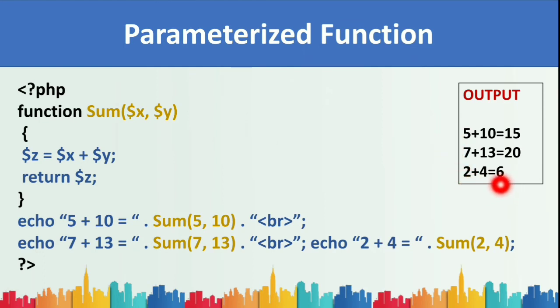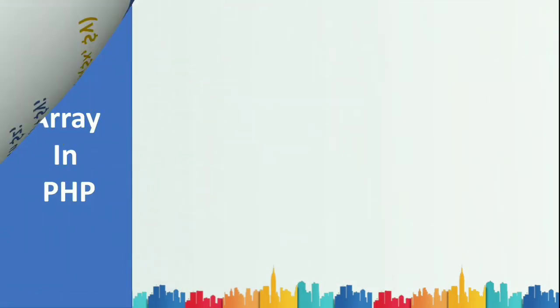So this is what a parameterized function is. We pass the value from one function to another block of statements, that is another function. This is what a parameterized function is. The next concept is array.